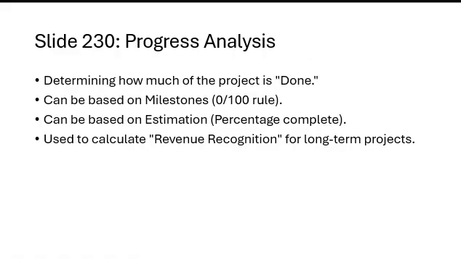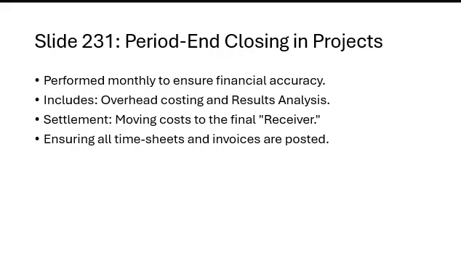Progress analysis. The progress analysis determines how much of the project is done. Milestones are used with the 0, 100 completion rule. Estimation uses the percentage complete method. The progress analysis supports revenue recognition for the project, provides visibility into long-term project finance, and helps the manager to track completion against expectations.